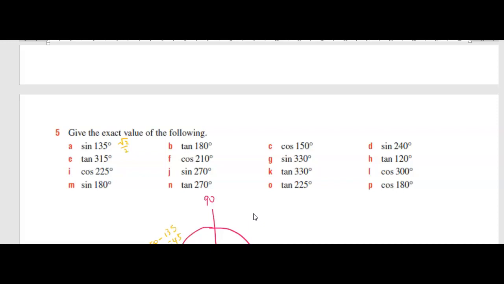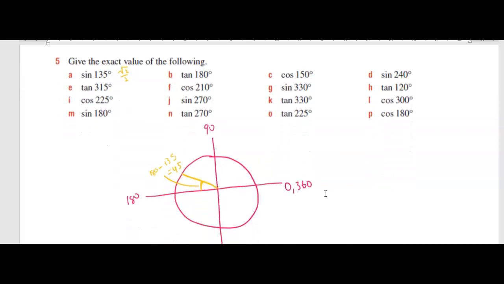And in the second quadrant, sine is positive, so it just stays as root 2 on 2. All right, let's do one that's a little bit harder. So let's do tan of 315.